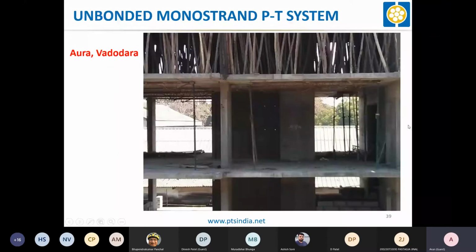So this is how the flat scheme looks like. There will not be any obstruction between slab and column. Then you can get the clear 10 feet height.